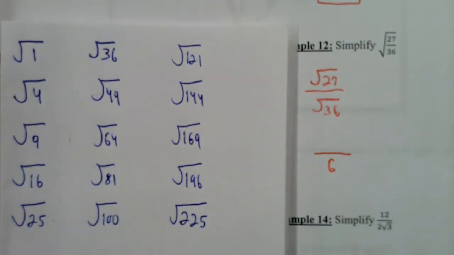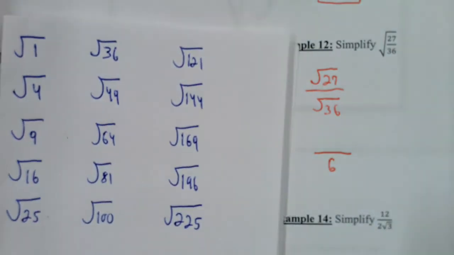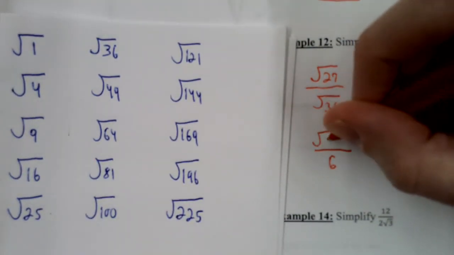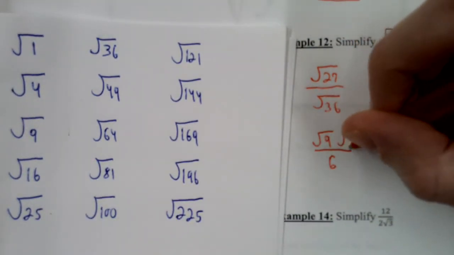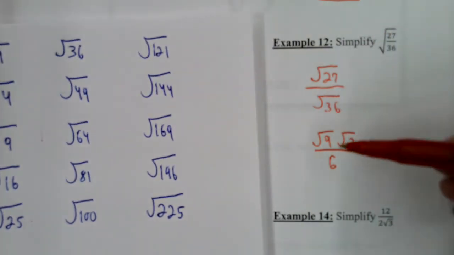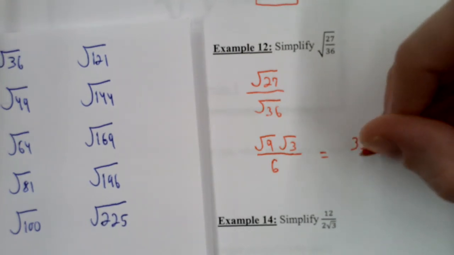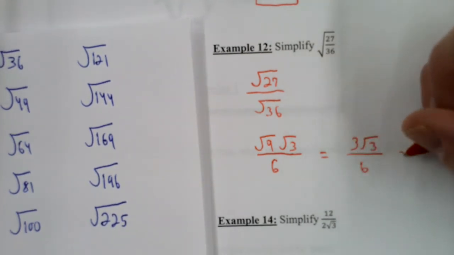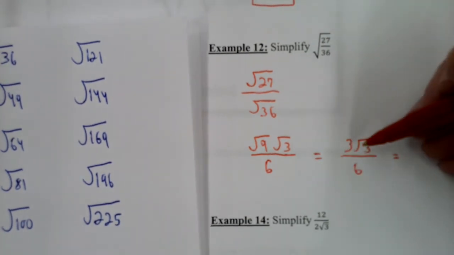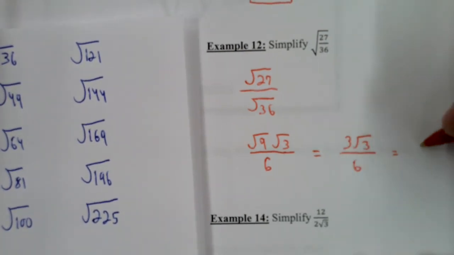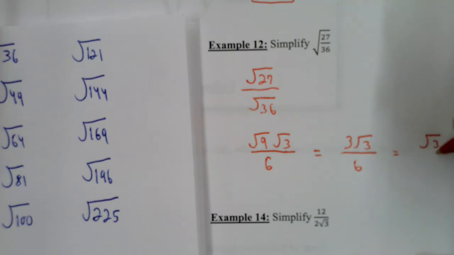Simplifying the numerator is not as easy. If you simplify the square root of 27 from this list of numbers, you're going to use square root of 9. Square root of 9 becomes 3. And then you're going to simplify 3 over 6 to make it 1 over 2. And you're going to leave the radical.